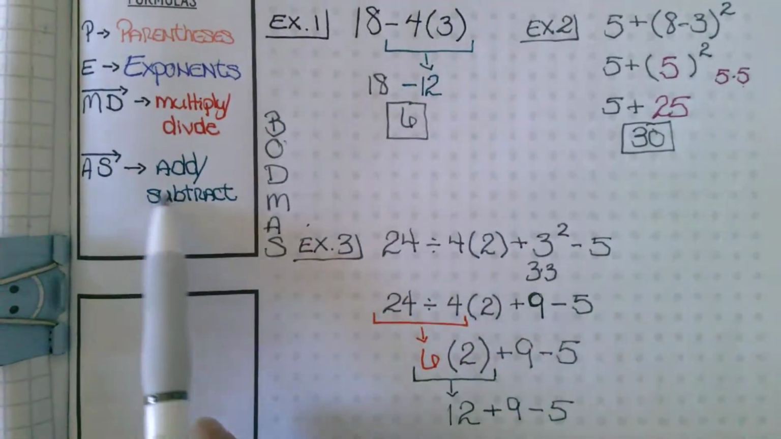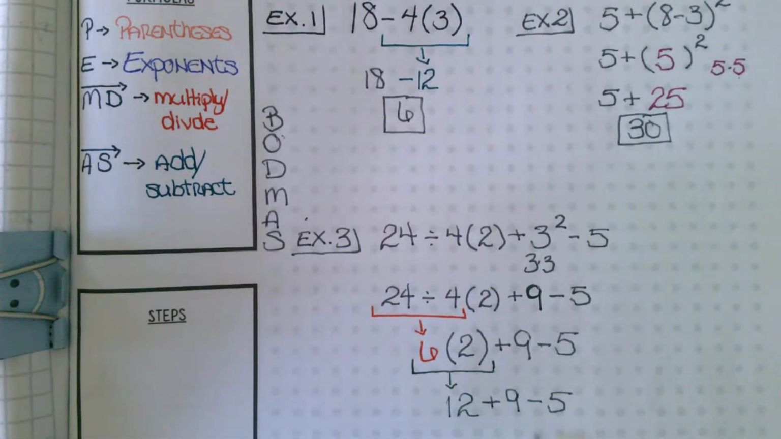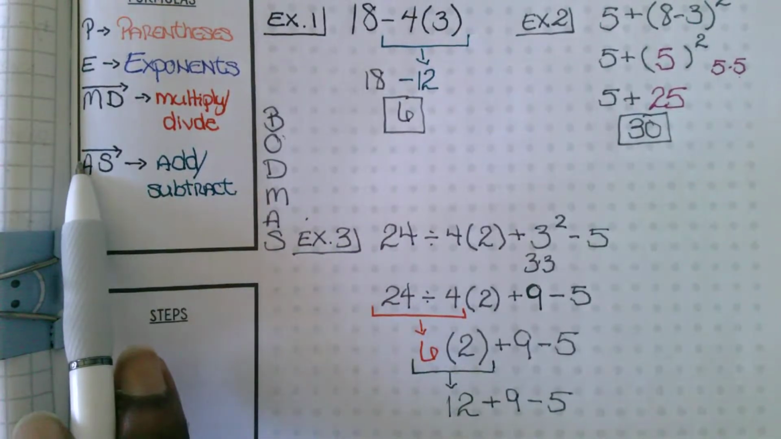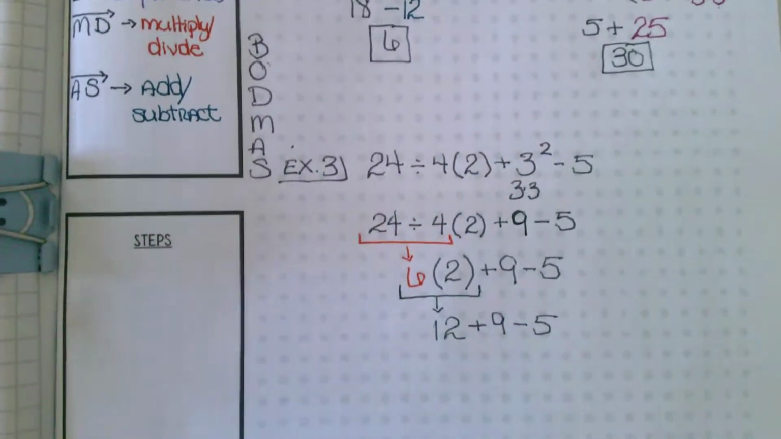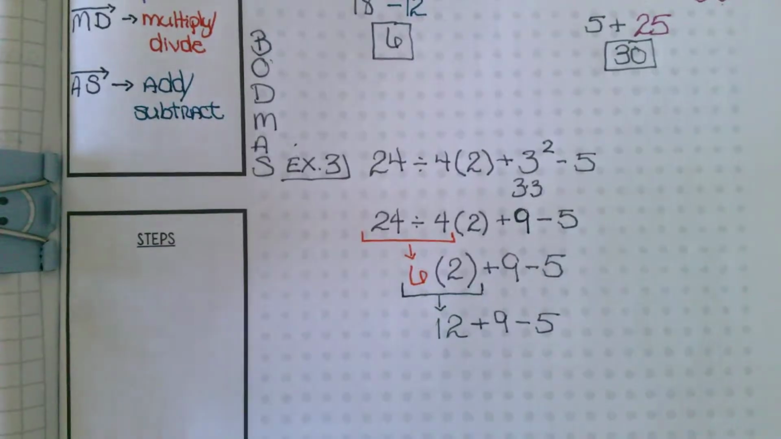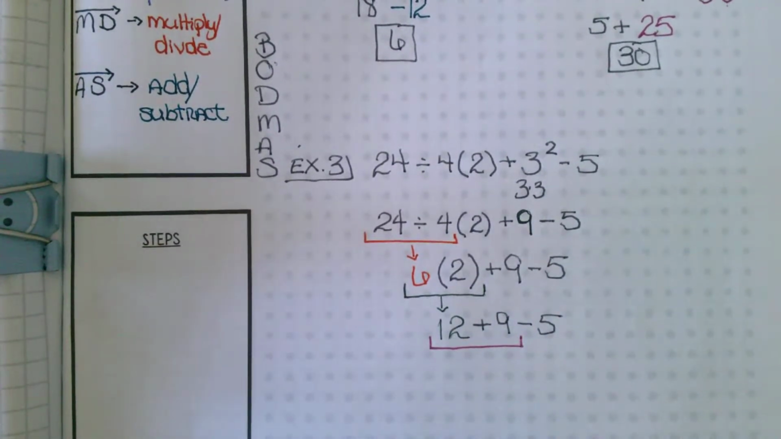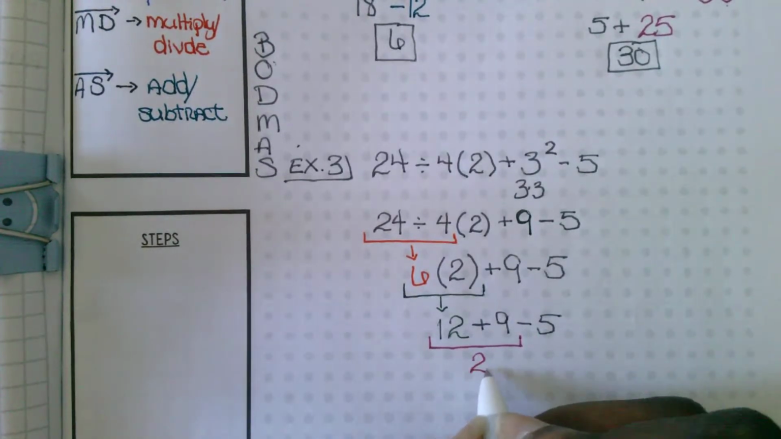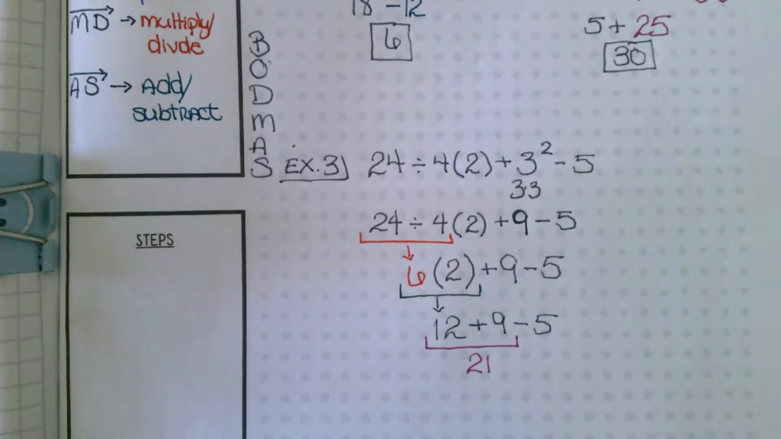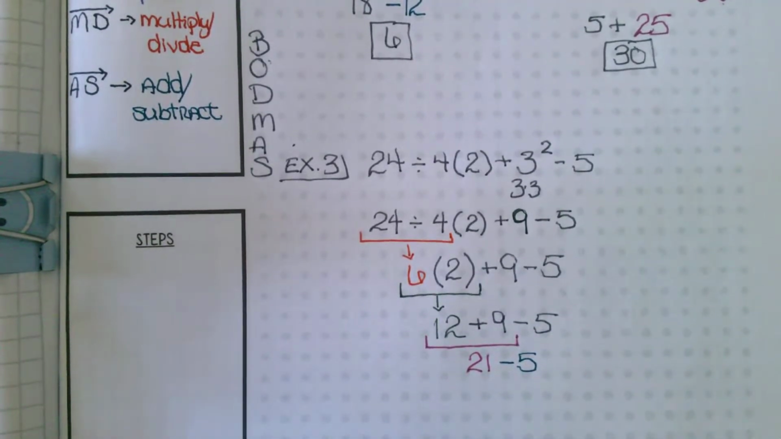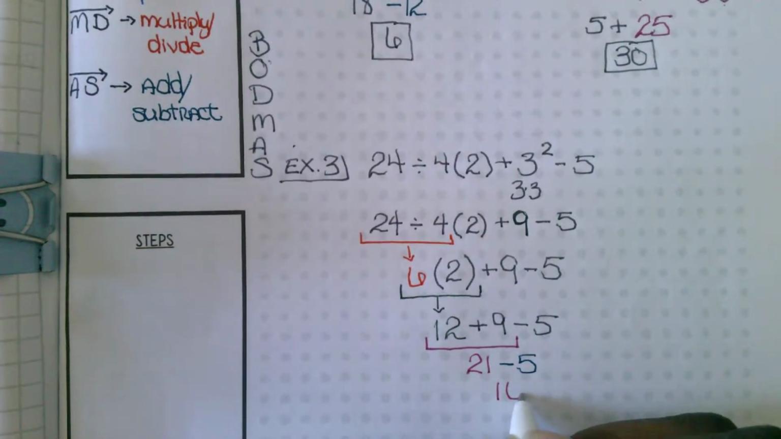Now we took care of multiplying and dividing, so we have addition or subtraction. We're either going to add or subtract from left to right. Okay. 12 plus 9 gives us 21. Bring down the minus 5. And now we have 21 minus 5. That gives us 16.